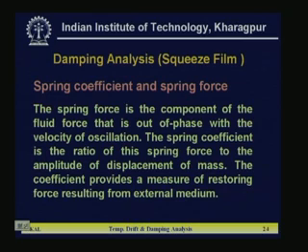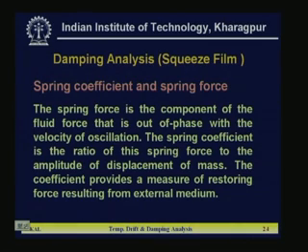Now, the second point is the spring coefficient. The spring force is the out-of-phase component with the velocity of the mass. It is the component of the fluid force that is out of phase with the velocity of oscillation. The spring coefficient again is the ratio of this spring force to the amplitude of displacement of the mass. The spring force divided by the amplitude of displacement of the mass is known as the spring constant.